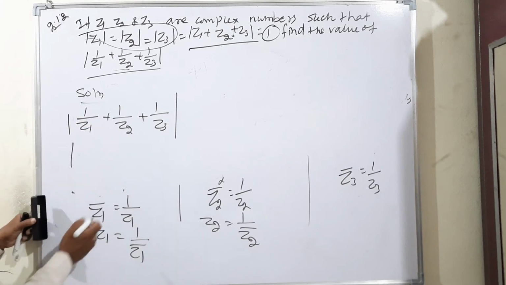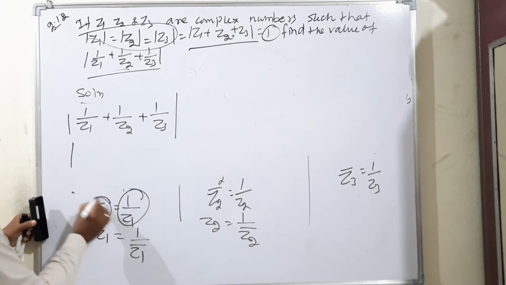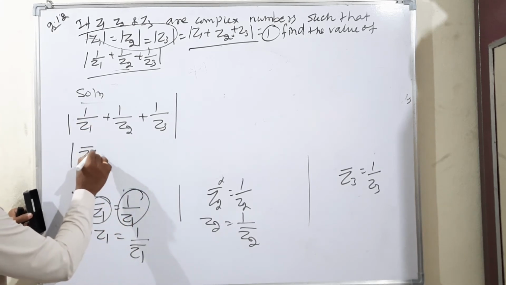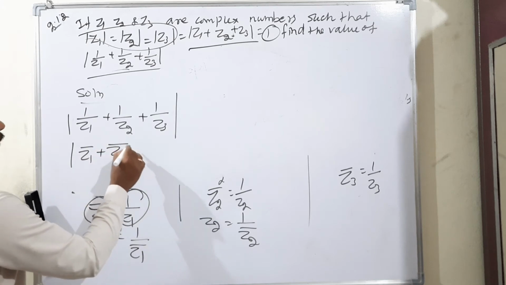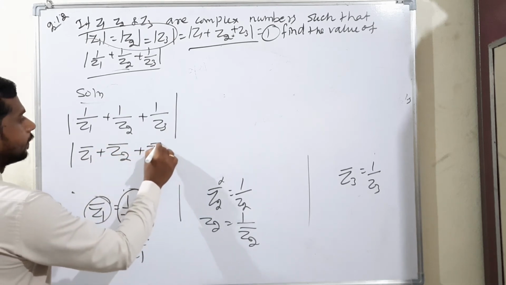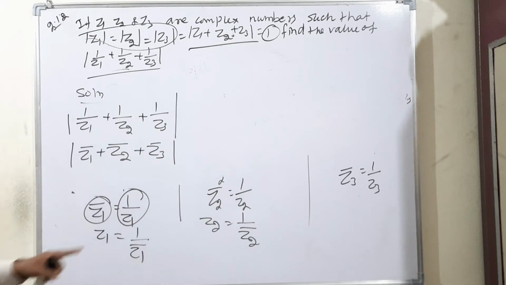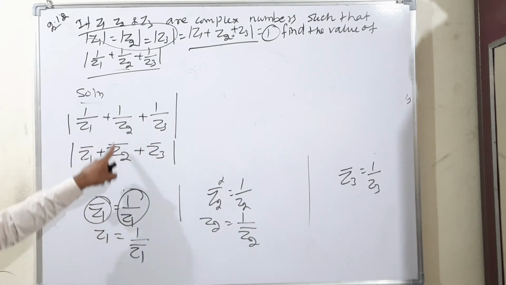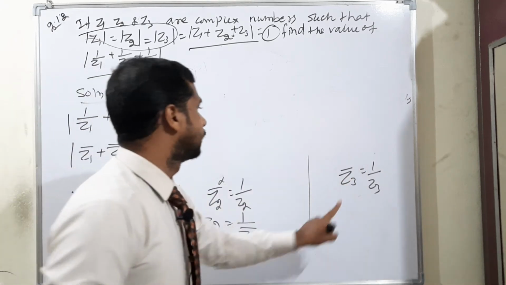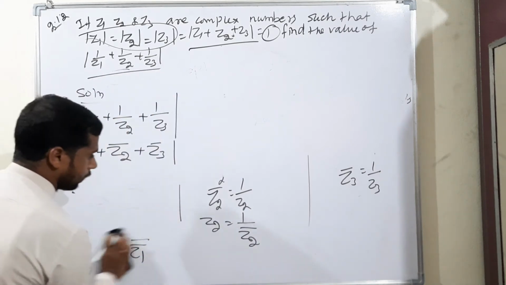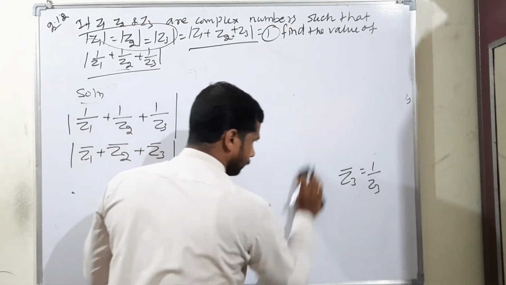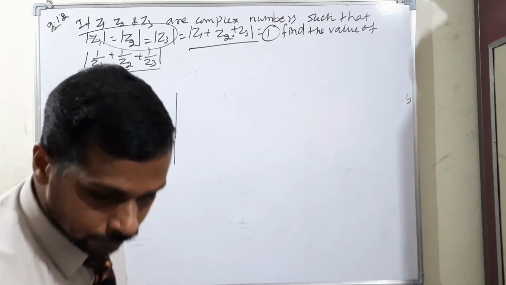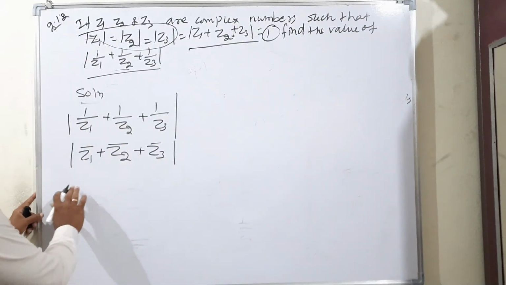So instead of 1 by Z1 directly, we can apply Z1 bar, plus Z2 bar, plus Z3 bar, isn't it? So 1 by Z1 means Z1 bar, 1 by Z2 means Z2 bar, 1 by Z3 means Z3 bar. So now we know one property, isn't it?